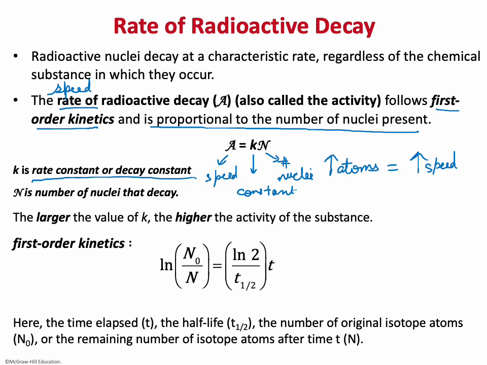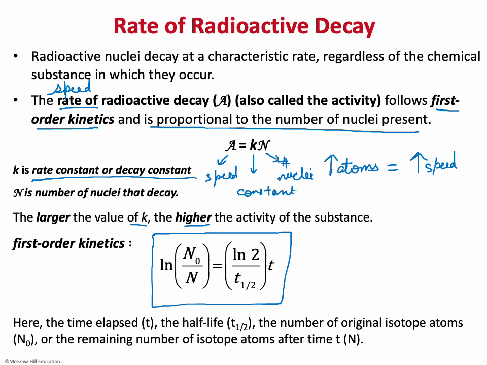Rate constant simply means a constant for the rate of a reaction, for the speed of a reaction. Decay constant because here we are specifically talking about radioactive decay. So the larger the value of k, the higher would be the activity of the substance, and the greater the number N, similarly greater would be the activity of the substance. So this is one way of representing first order kinetics.